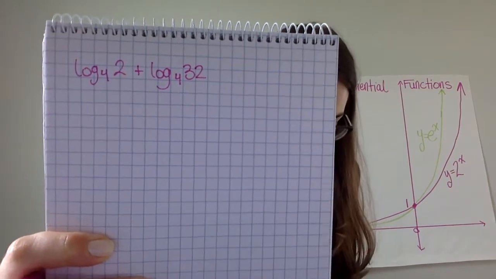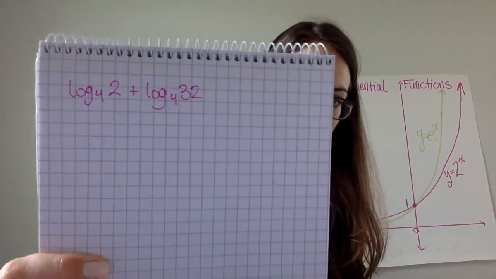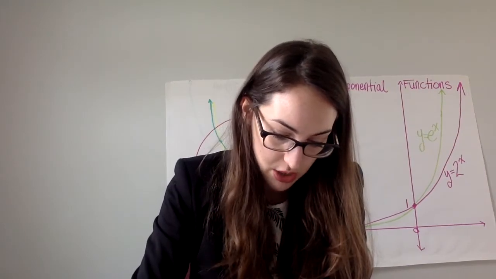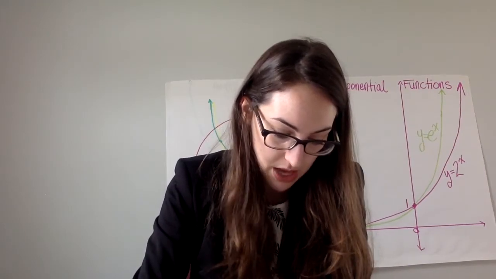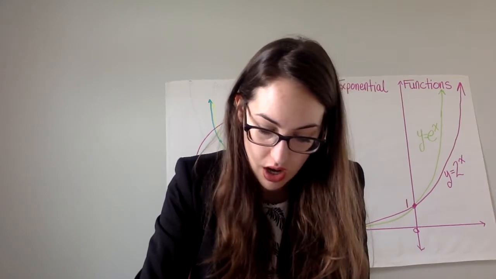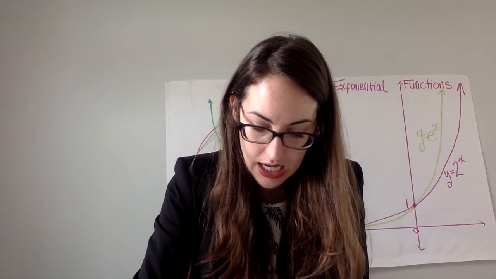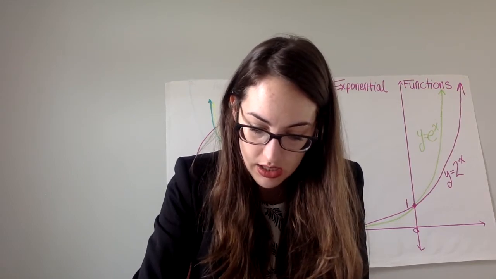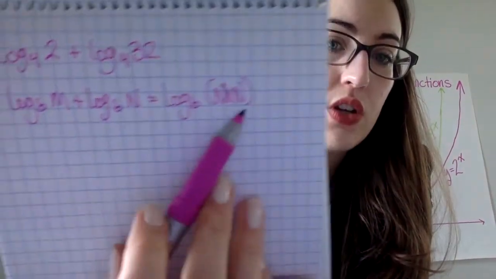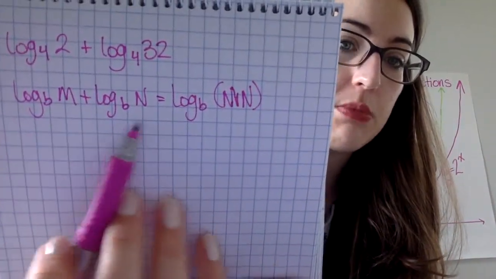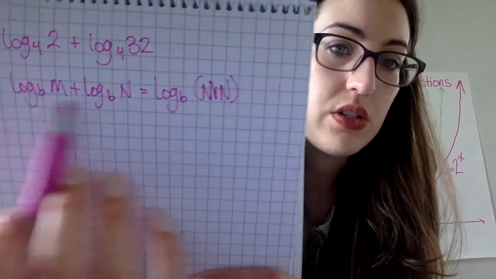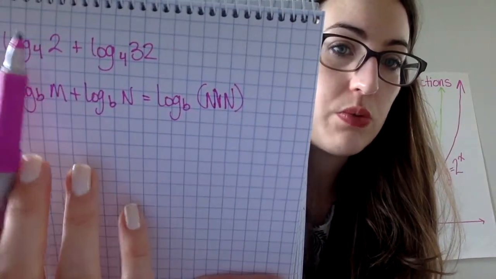Okay, copy that down. So we're following the product rule in reverse. It's still the same thing. Our product rule in reverse would be log base b of m plus log base b of n equals log base b of m times n. So this is our product rule, and I just flip-flopped the left side and the right side on the equal sign.